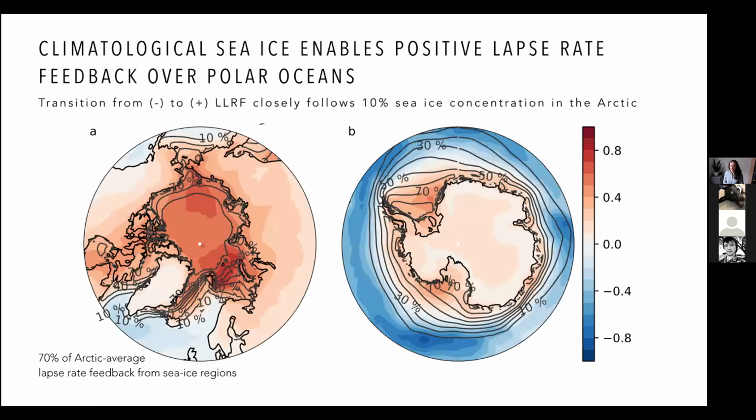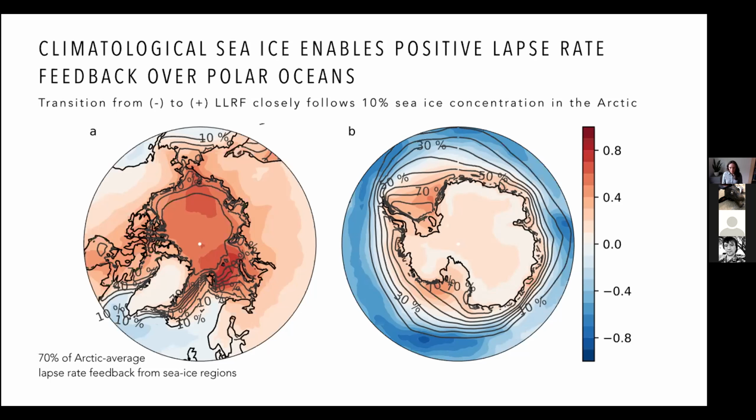And that makes sense because by permitting the surface to be colder than the overlying air, the presence of sea ice preconditions a large amount of surface-based warming when the sea ice retreats and the temperature inversion is eliminated. So we see a strongly positive lapse rate feedback over sea ice regions. That relationship is particularly striking in the Arctic, where the transition from a positive to a negative lapse rate feedback follows that 10% sea ice concentration contour really closely.